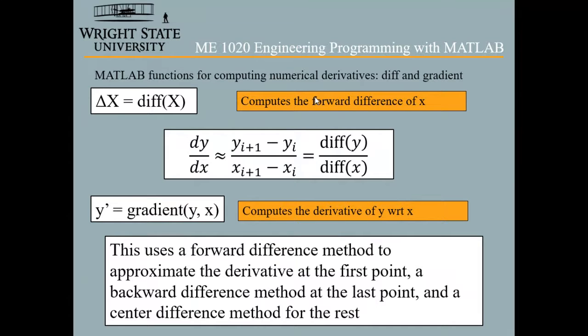The other one is the gradient function, which I mentioned in the last lecture. It calculates the derivative using the same method that I was just showing you before. It uses the forward differencing method for the first point, the central differencing method for the center points, and the backward differencing method for the last point. That's how that one functions.